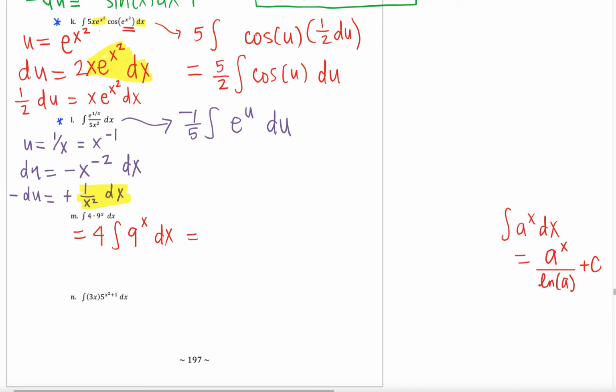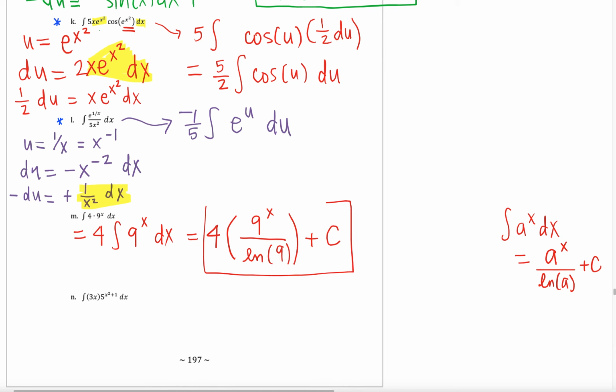So here, we're still going to have that 4. Our base now is 9, so the antiderivative of 9 to the x is going to be equal to 9 to the x divided by the natural log of 9 plus our constant. And that will be our final answer.